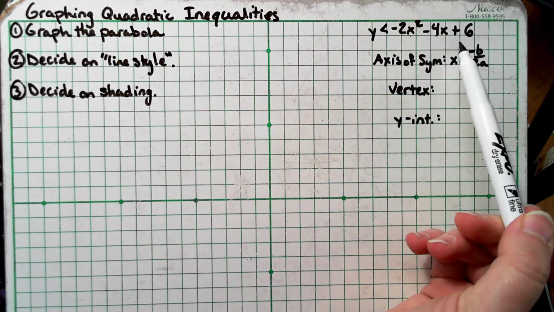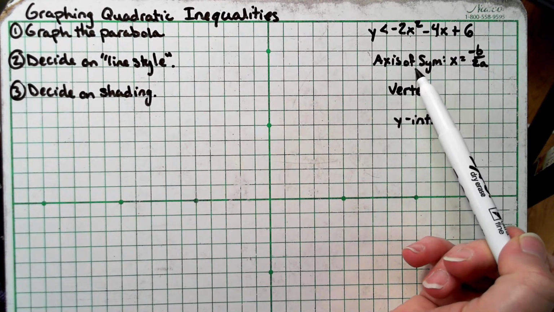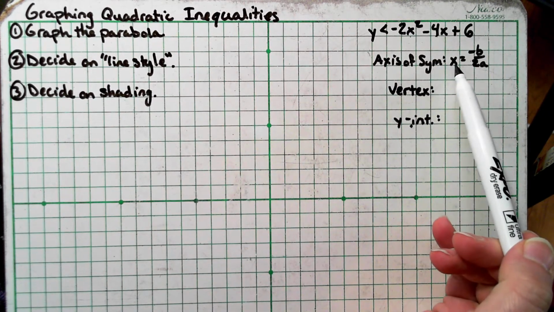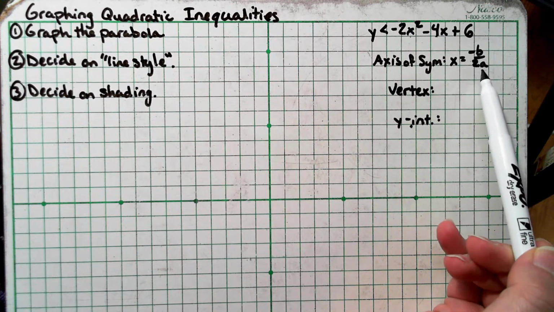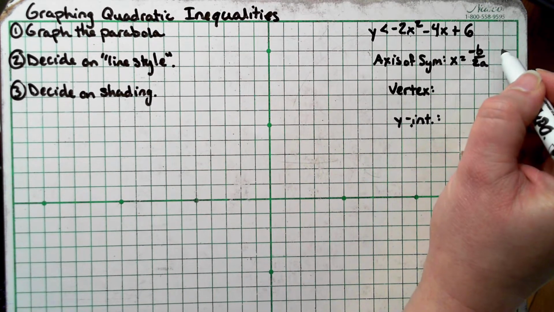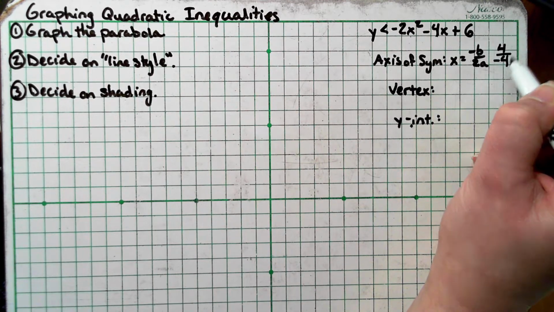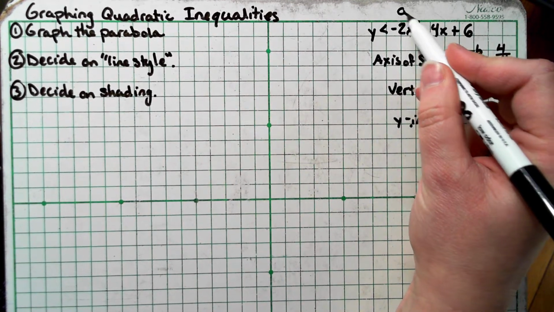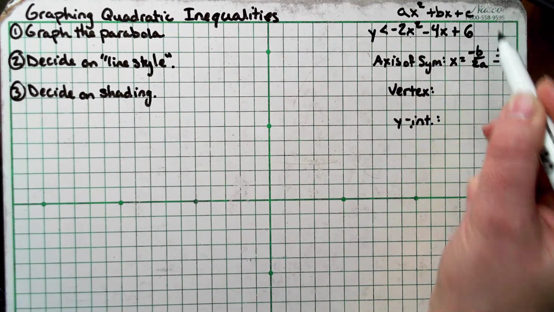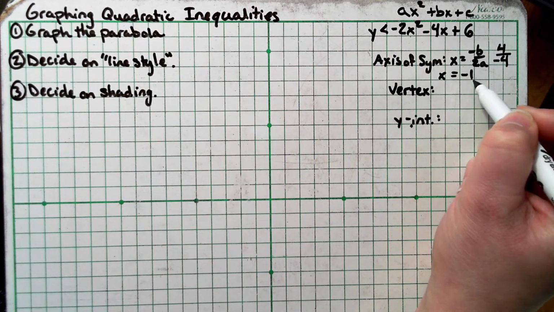Now I've been asked to graph this quadratic, and you can just pick x values and put them in and get y values, but I like to find the axis of symmetry, the vertex, and the y-intercept. So the axis of symmetry formula is negative b over 2a. The b value here is negative 4, so I'm going to change that to positive 4 over 2 times negative 2, because the a value is negative 2, because remember it's ax squared plus bx plus c for a quadratic. Okay, so the axis of symmetry is x equals negative 1.